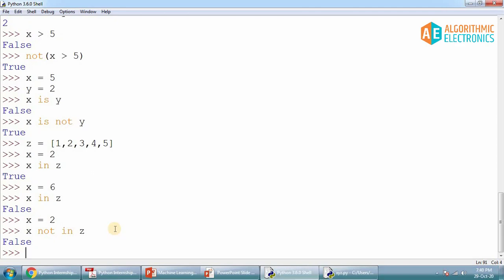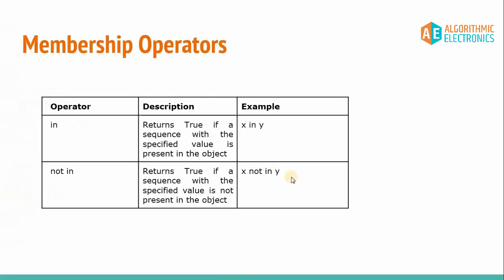So this is how the membership operator works, and there are only two operators, in and not in. It's very easy to read, and its operation is similar to how we extract meaning from the statement.